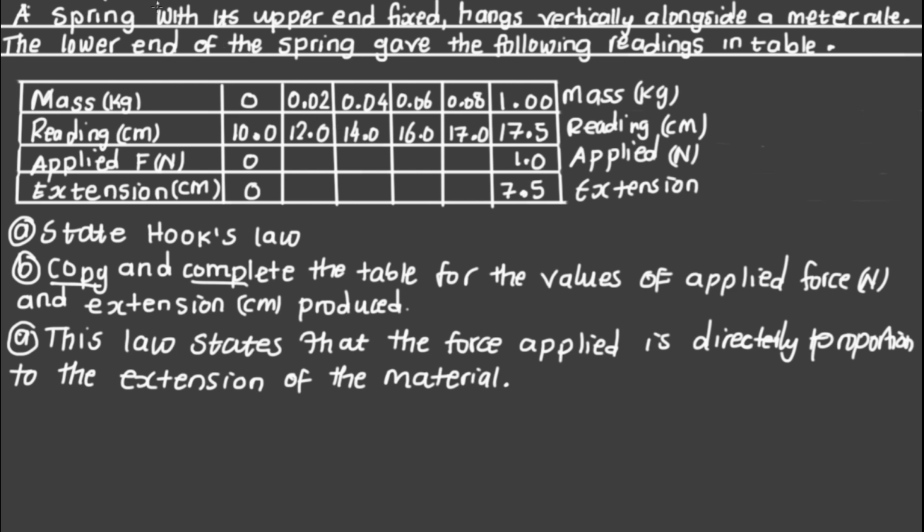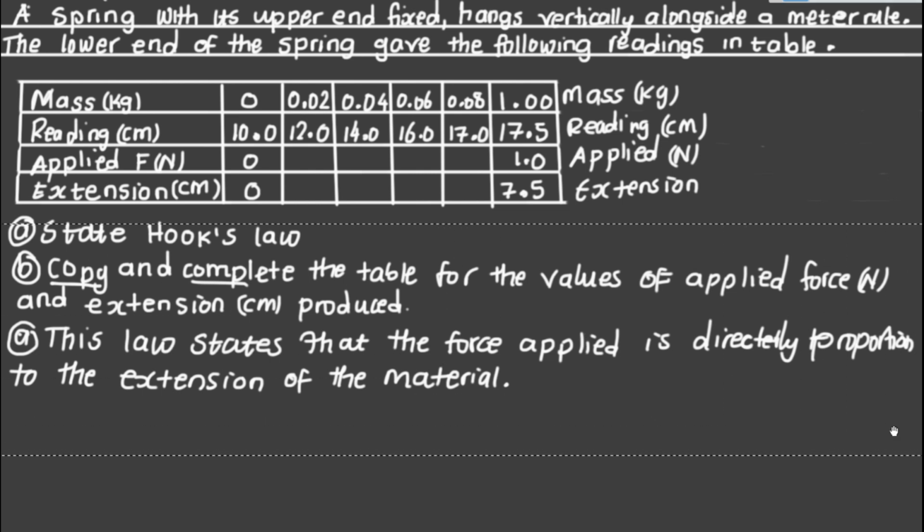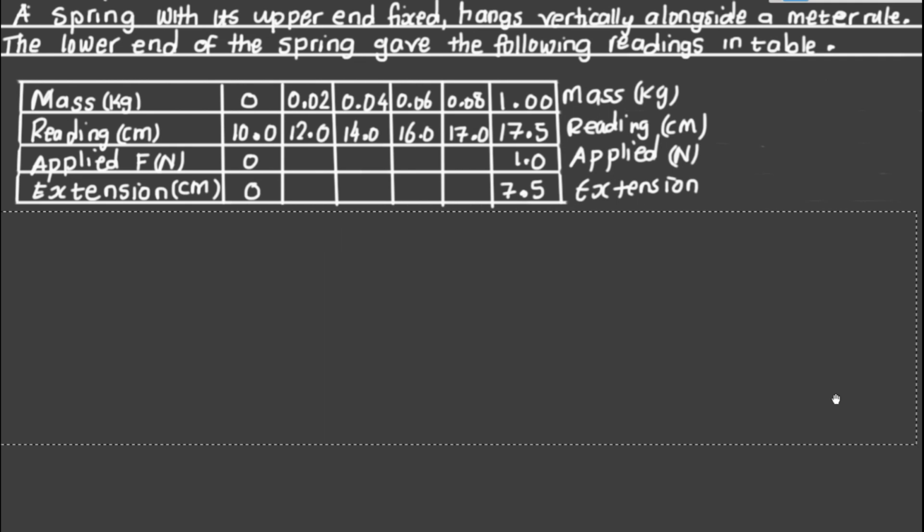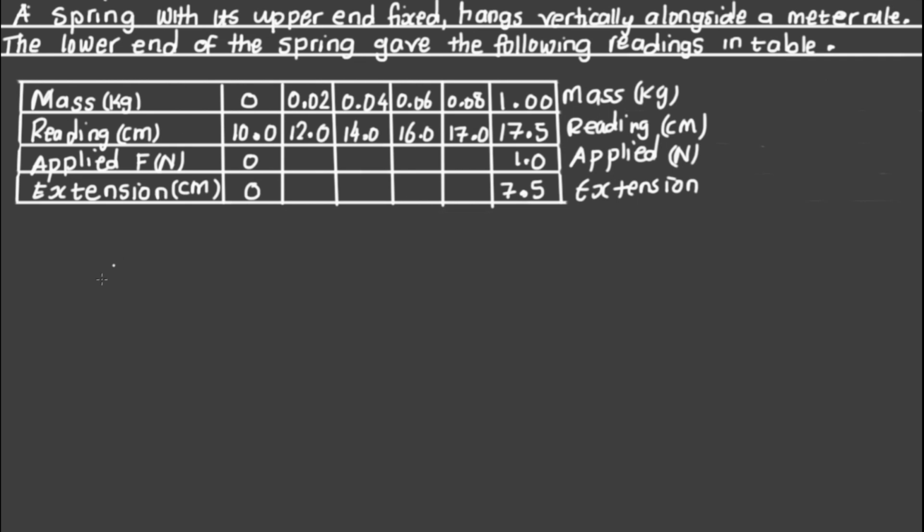Right, so to make sense of how we are going to fill this table, I want to give you some simple illustrations. We are going to start with the applied force. So how do we fill in these empty spaces? We know that weight is a force, and weight is equal to mass multiplied by gravity. If we round it off, we are going to use 10 newtons per kg.